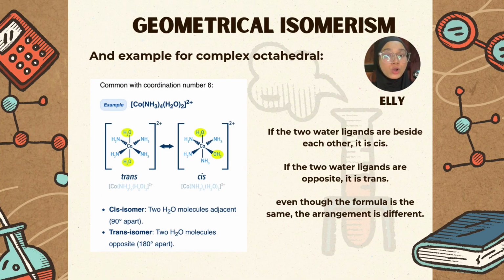Then, an example for octahedral, we have tetraamminediaquacobalt(II) ion. If the two water ligands are beside each other, it is cis. But if the water ligands are opposite, it is trans. Even though they have the same formula, the arrangement is different.